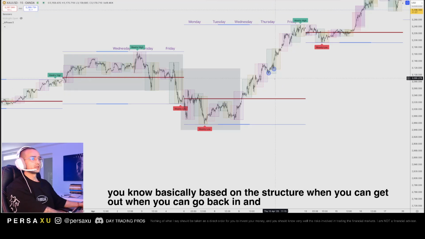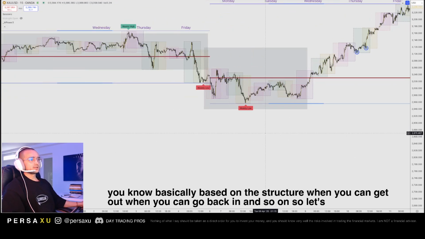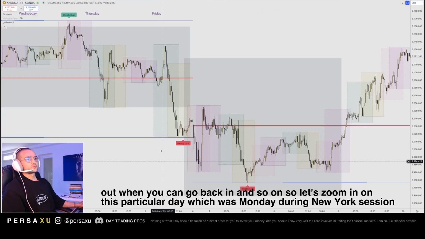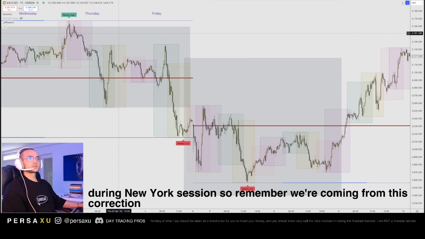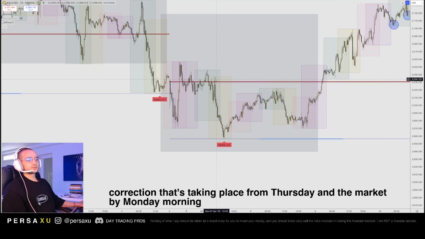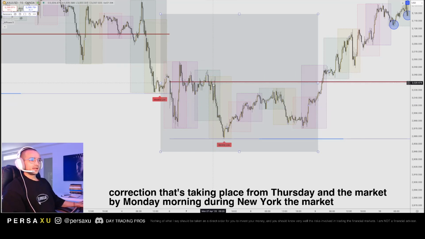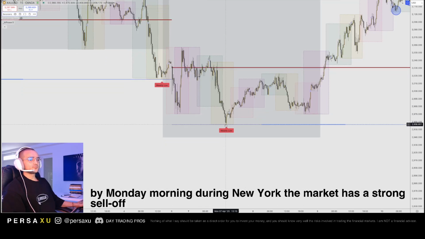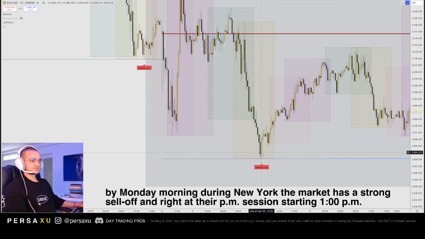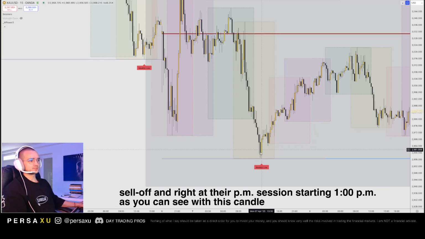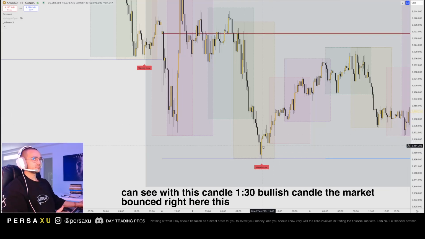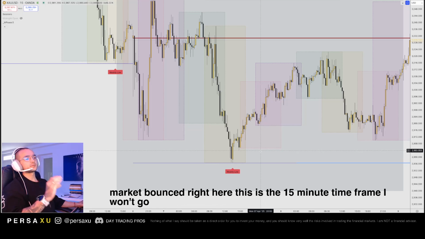and so on. So let's zoom in on this particular day, which was Monday during New York session. So remember, we're coming from this correction that's taking place from Thursday, and the market by Monday morning during New York has a strong sell-off, and right at their PM session, starting 1 p.m., as you can see with this candle, 1:30 bullish candle, the market bounced right here. This is the 15-minute time frame.